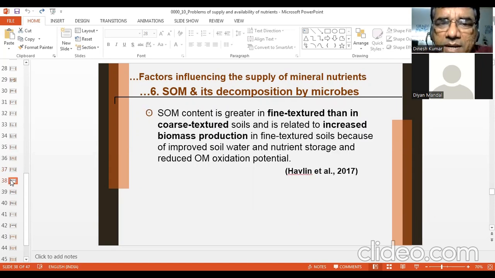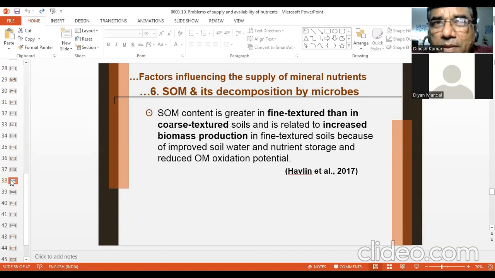Now, soil organic matter content is greater in fine texture soil than in coarse texture soil and is related to increased biomass production in fine texture soil because of improved soil water and nutrient storage and reduced organic matter oxidation potential. So yesterday we had one question: where will you get a higher speed of oxidation of organic matter?